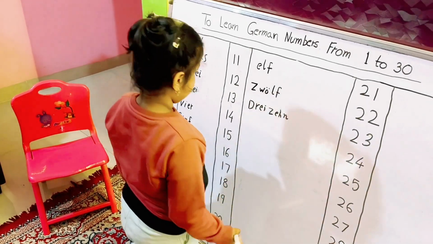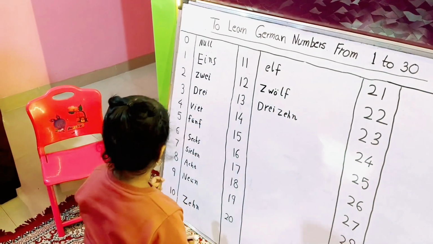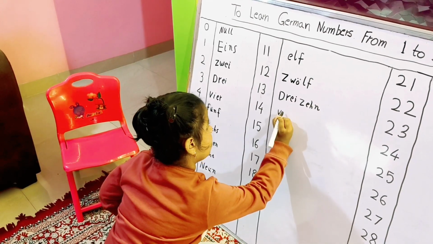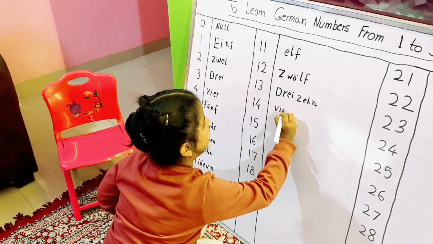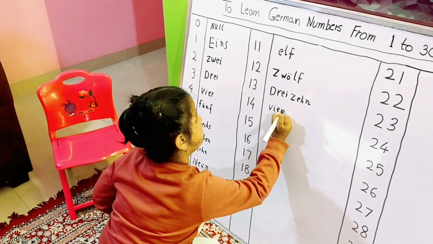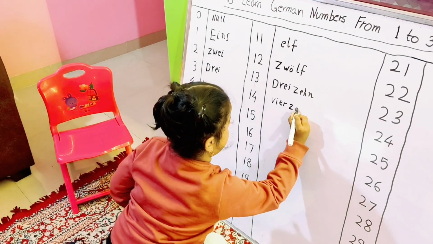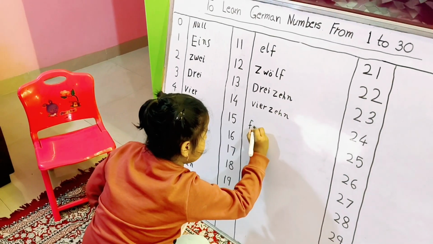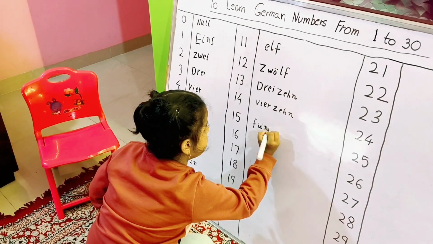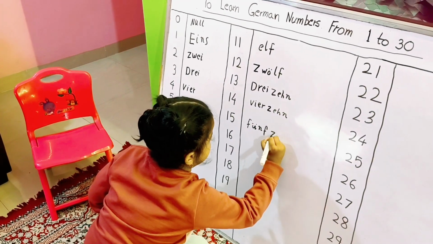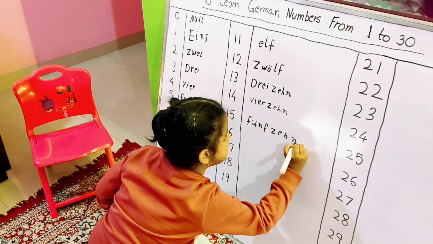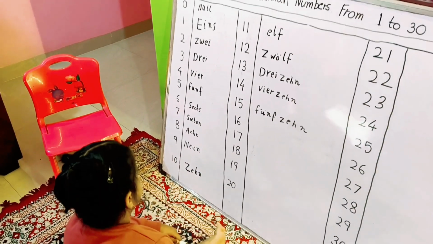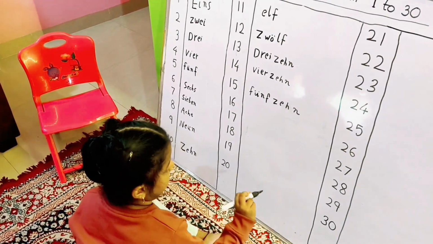Z-E-H-N. Now fourteen. What will we say in German? Look, vier, V-I-E-R, same, vierzehn, Z-E-H-N. Fifteen. F-Ü-N-F, same, fünfzehn, Z-E-H-N. Now sixteen. What will we say in German?